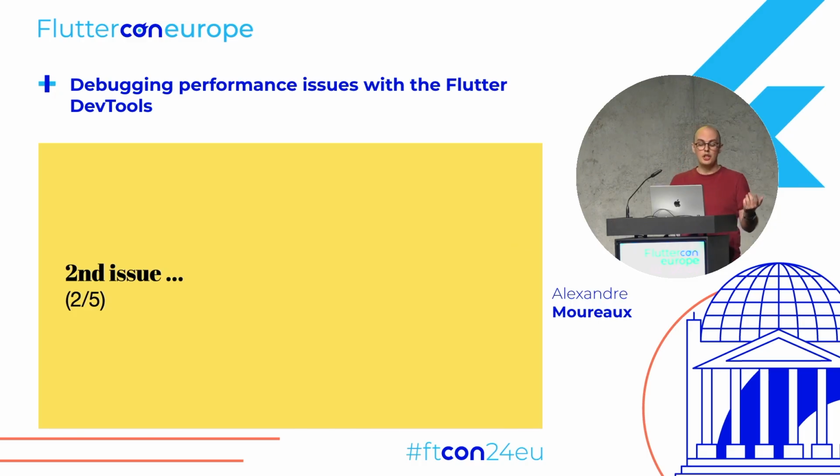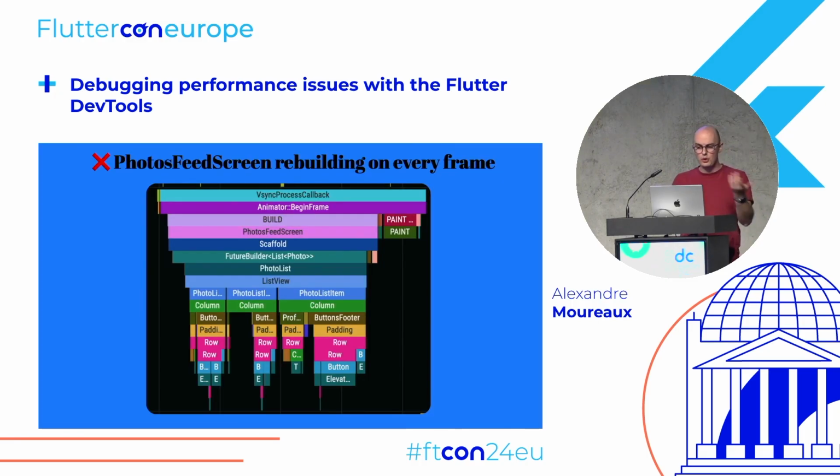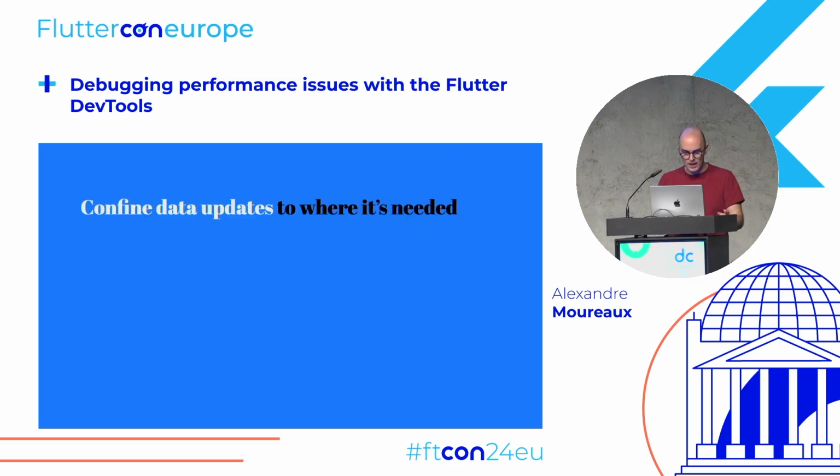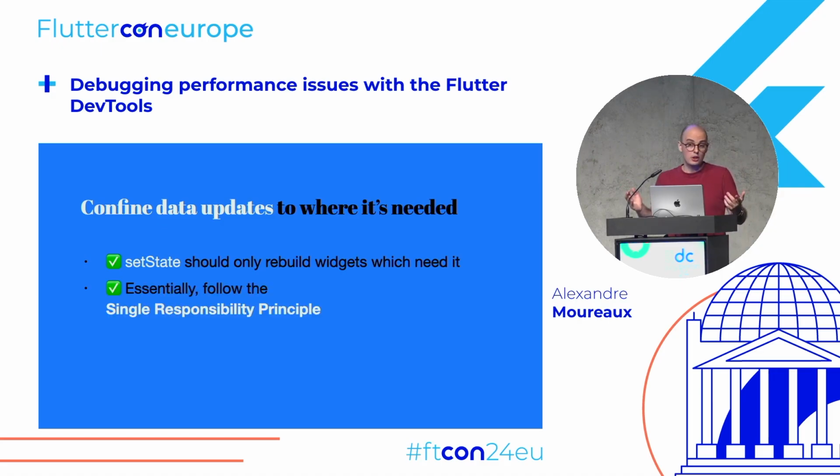So the lesson here is, we had photos feed screen rebuilding on every frame because of a weird set state. The lesson here is that we should really confine data updates to where it's needed. Here was a simple set state, but it can be with something else. If you're using Riverpod or Bloc, we should really confine state updates to rebuild only the widgets which need it. And essentially, it's easier to do when you follow the single responsibility principle.